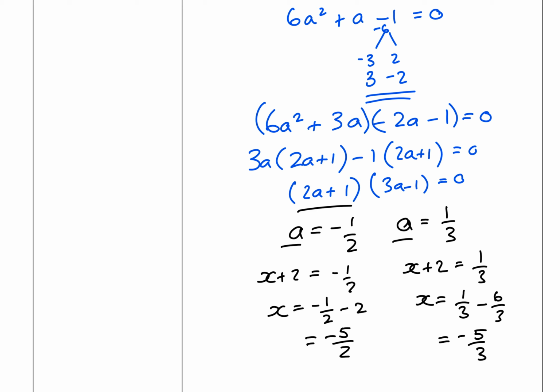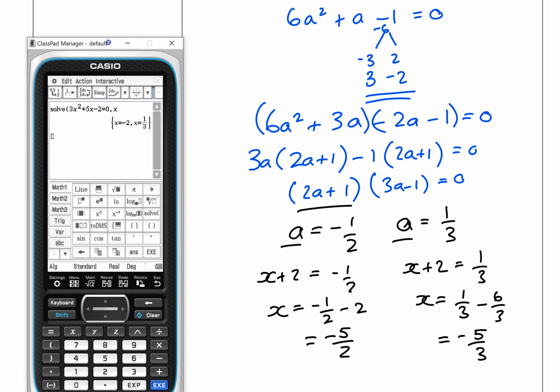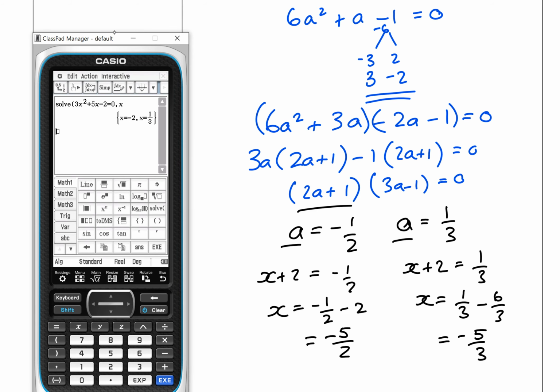Now we could check our answer here, again by using our calculator. We're just going to type that in, just like that, and as we press solve, we can see that indeed minus 5 on 2 and minus 5 on 3 are our answers.